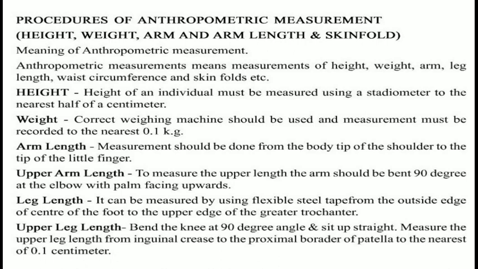Now, what do you mean by height? Height is being measured. How are you going to measure the height? When the subject is standing on the stadiometer, it is measured in centimeters, to the nearest half of a centimeter. Then in the weight, the weighing machine must be reliable. It must be giving the correct data. So a correct weighing machine should be used and the measurement must be recorded to the nearest 0.1 kg.